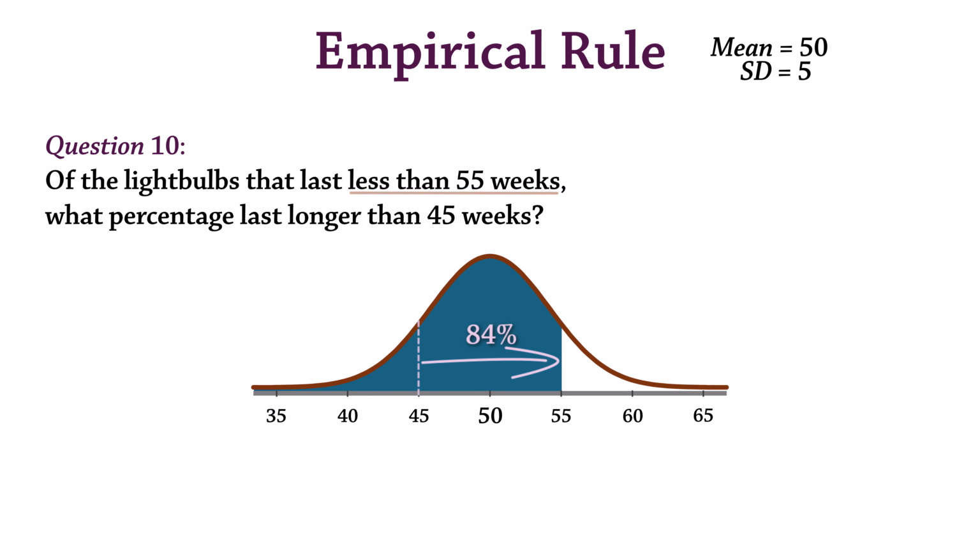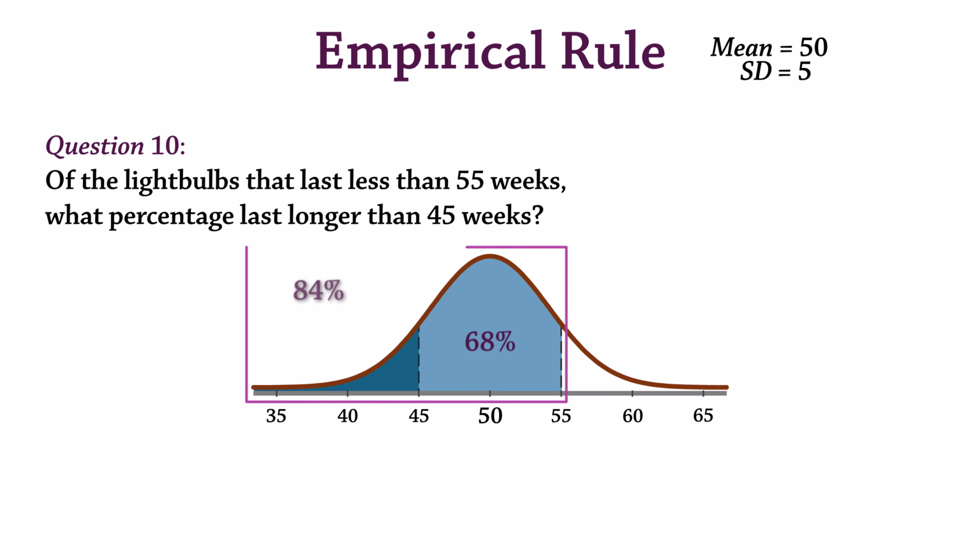Recall that the range between 45 and 55 is our classic 68% window. Since we're comparing that 68% to our limited group of 84%, we simply divide 68% by 84%, which gives roughly 81%. And that's how to analyze specific segments of a population.